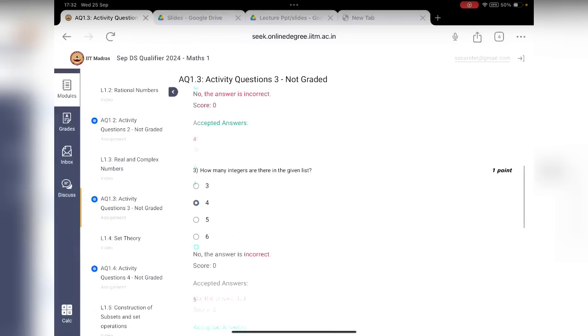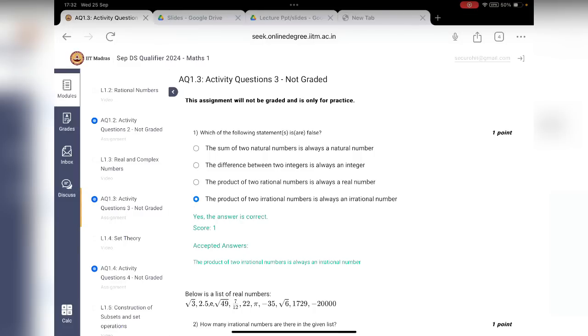In that only first question. In that this one? Options can, yes, sir. Rohit, would you like to explain this? The product of two irrational numbers is always an irrational. Which of the following statements are false? The sum of two natural numbers is always a natural number.